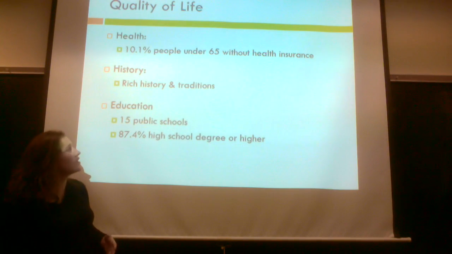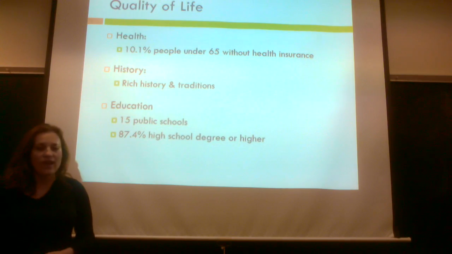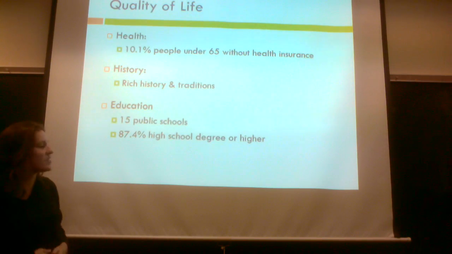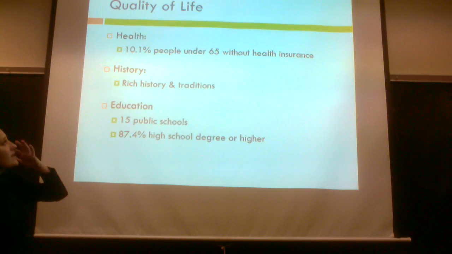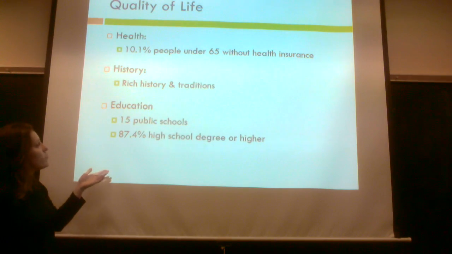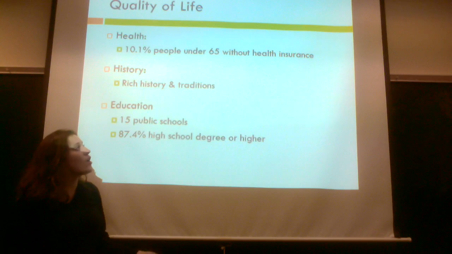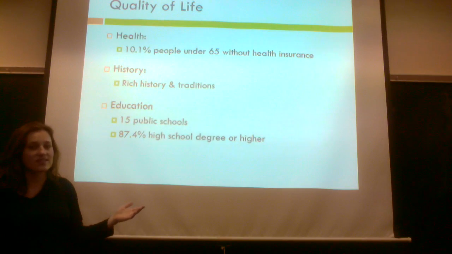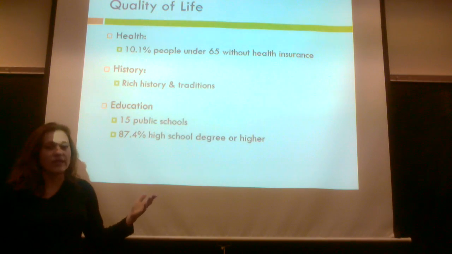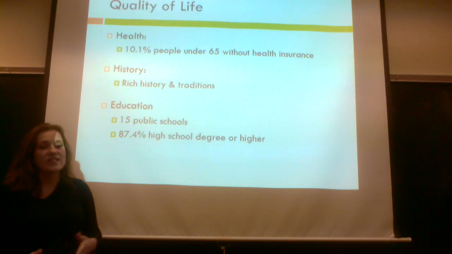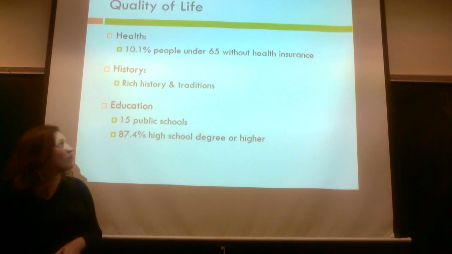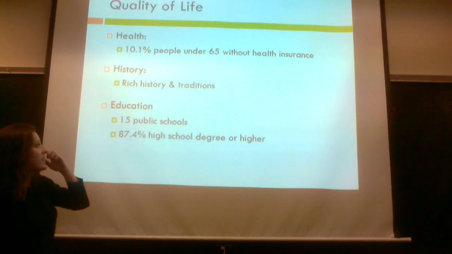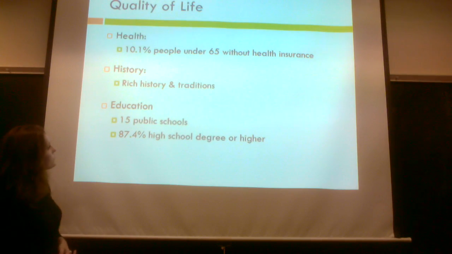So finally, we have the quality of life. I just included a few different factors because quality of life is so subjective. I just picked a few things that were important to me specifically. So first of all, we have health. In Champaign County, 10.1% of people under the age of 65 are without health insurance. As unfortunate as this is, it's a lower statistic than the rest of the country. In the U.S. as a whole, it's about 13% of people that do not have health insurance. So this is a good indicator that it is less than the national average.